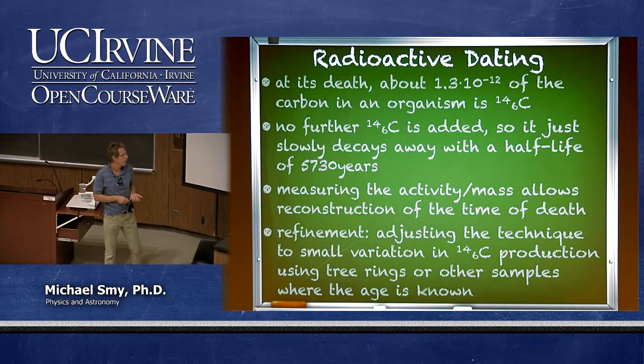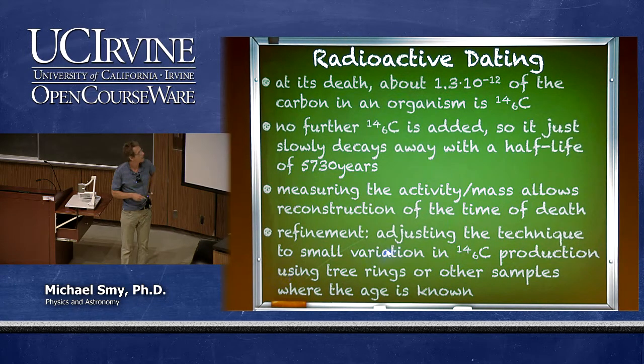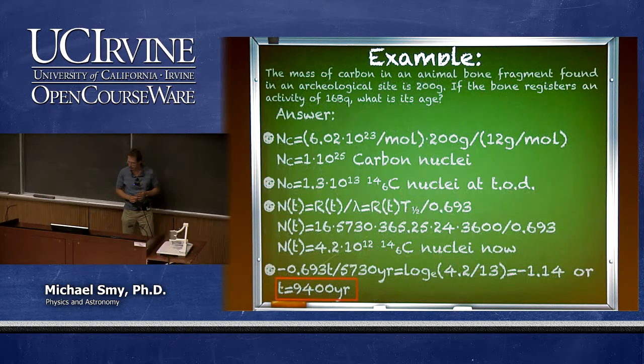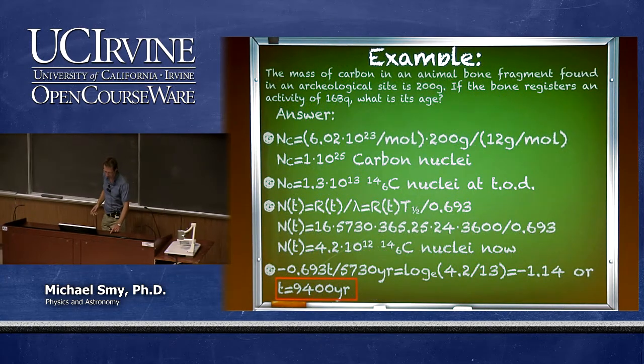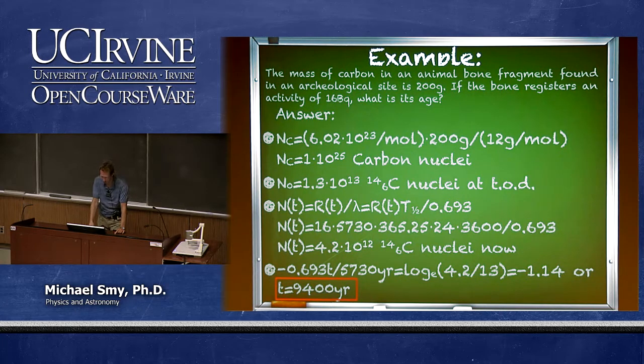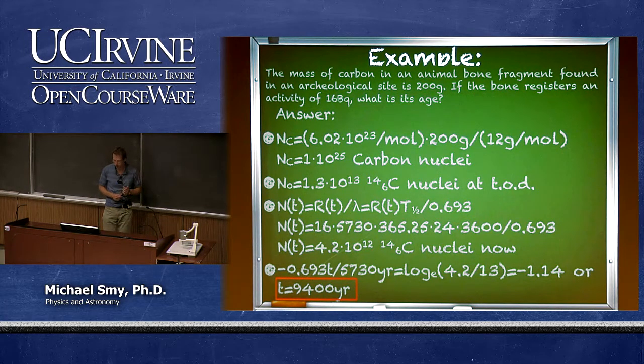So as a refinement of the technique, one can adjust for small variations in this carbon-14 production using samples where the age is determined by other means, for example, using tree rings or such. Let's say we found in an archaeological site some animal bone fragment. And if the mass of the carbon in that bone fragment is 200 grams, and that sample registers an activity of 16 becquerel, what is the age?